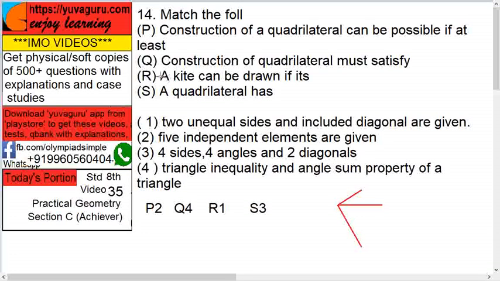Regarding this kite, you need clarity. See here, a kite can be drawn if 2 unequal sides and included diagonal are given. How is it possible? See here, suppose this side is 5 and this is say 10. So you know these two sides, but you can't draw it right now. What you'll have to do is draw an arc of 5 over here from this point, and then an arc of 10 over here from this.